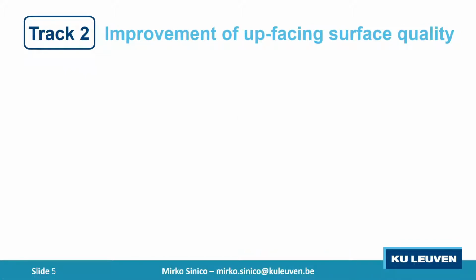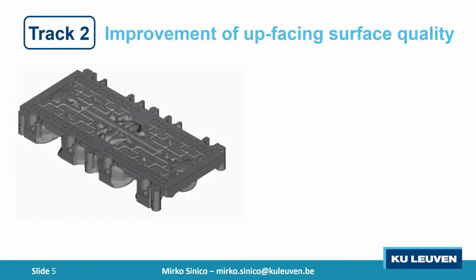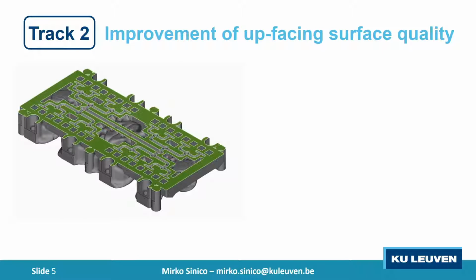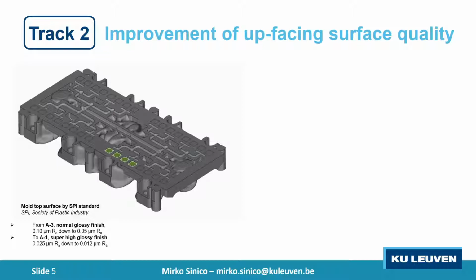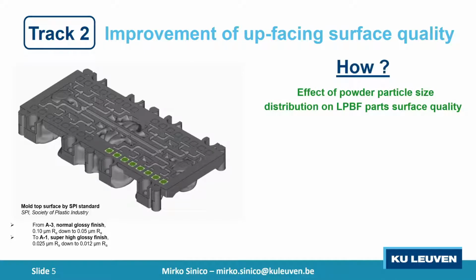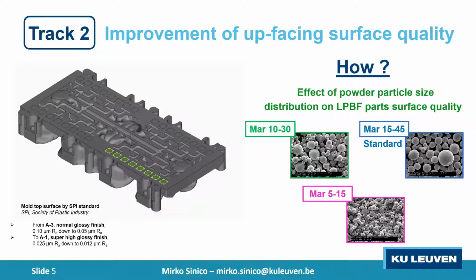Now, some features in this mold insert are more critical than others. For example, the top surface and the surface inside the cavities of the mold need to comply with very strict requirements in regard to their surface finish. For this reason, we tried to study how to improve the up-facing surface quality of the LPBF parts, trying to connect the powder properties to the final part properties. To do that, we acquired three different batches of maraging steel 300 material.